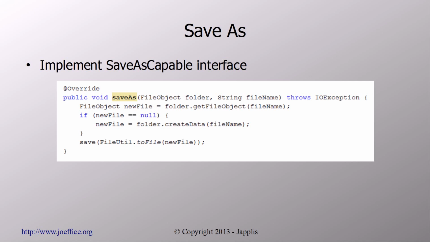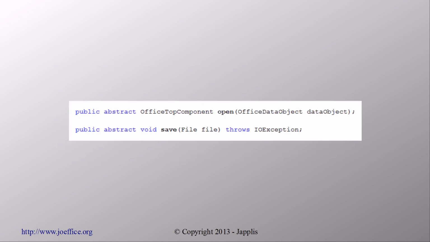For more details, I encourage you to look at the source code when it's going to be released on May 22nd, 2013. Then when everything is done, it's quite generic. It's not specific to a spreadsheet or to the presentation. The only thing that is specific is opening, creating the top component from the file that you've opened or newly created, and also saving your document into a real file. So the only thing that you need to do is to implement these two methods, open and save, and all the rest is done quite generically in the JOffice.